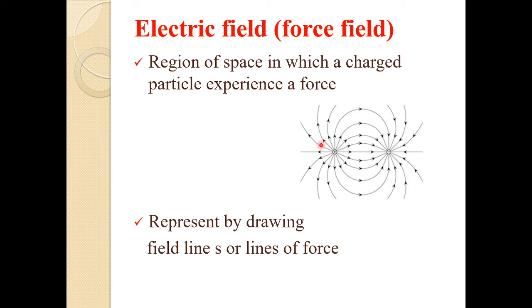And here it shows two particles, one positively charged, one negatively charged. So what are these lines? Lines have been drawn, and that shows there's a field. To show the field, we represent the field by drawing field lines.